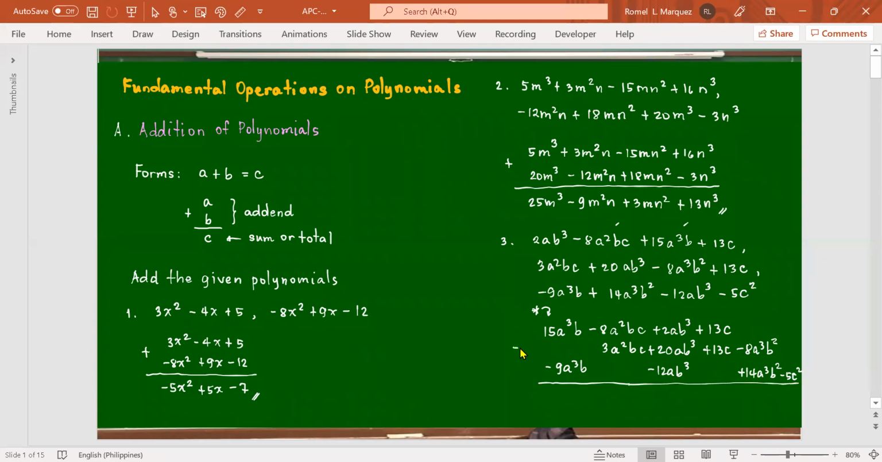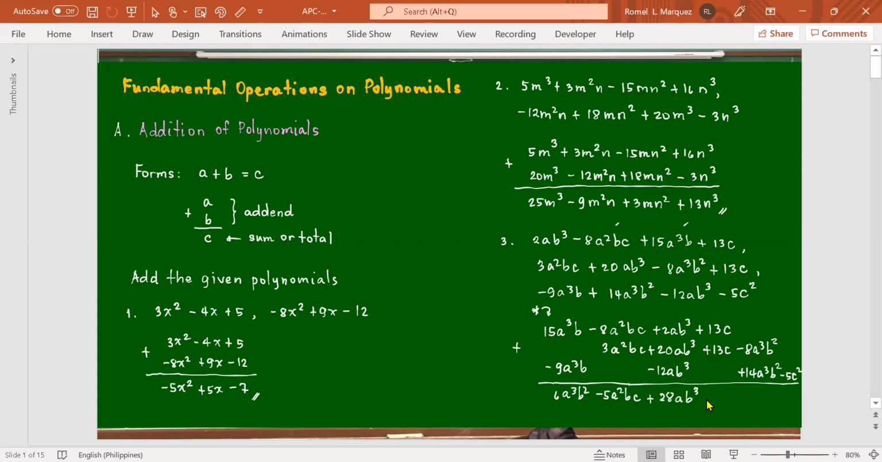Then we add, no? So this is 6. 15 plus negative 9 is 6a. Then a cubed b squared: negative 8 plus 3 is negative 5. Then copy the literal part. 40 minus 12, guys, 28.